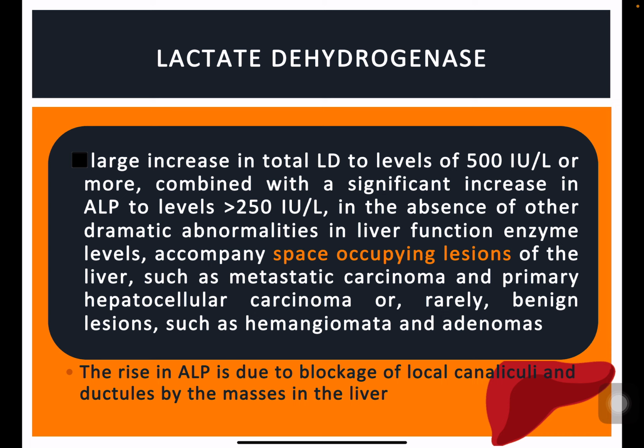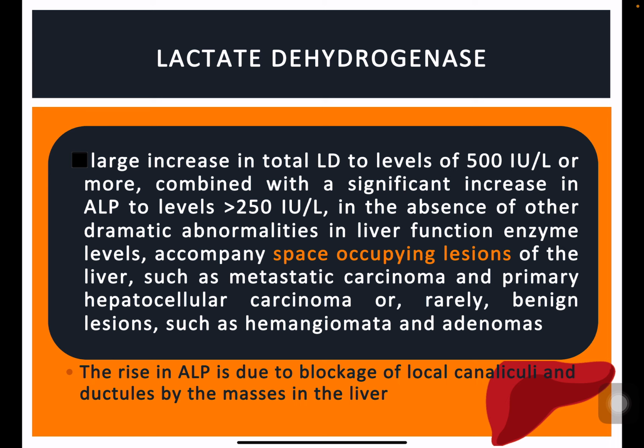The large increase in lactate dehydrogenase to levels of more than 500 IU per liter, combined with an increase in ALP to levels more than 250, and in the absence of other dramatic abnormalities in the liver function enzyme levels, could mean that there is a space-occupying lesion in the liver, such as metastatic carcinoma and primary hepatocellular carcinoma, or rarely benign lesions such as hemangiomas and adenomas.